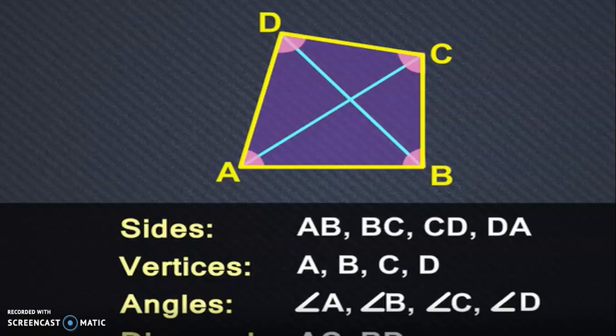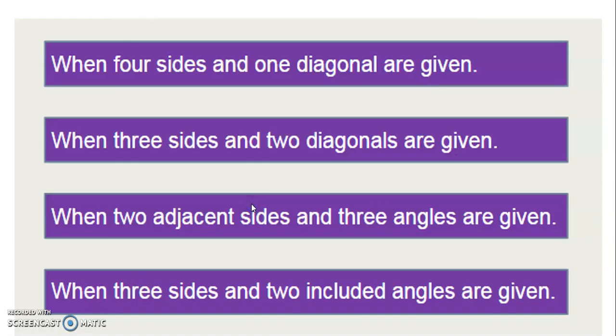Yes, it is 5. Now tell me how many measurements are required to draw a unique triangle. For a triangle, we need 3 independent data. Here we need 5 independent data to construct a quadrilateral. So what are the different ways we can construct a quadrilateral? When 4 sides and 1 diagonal are given. It means when the measurements of 4 sides and 1 diagonal are given, we can construct a quadrilateral. If 3 sides and 2 diagonals are given, we can construct a quadrilateral.